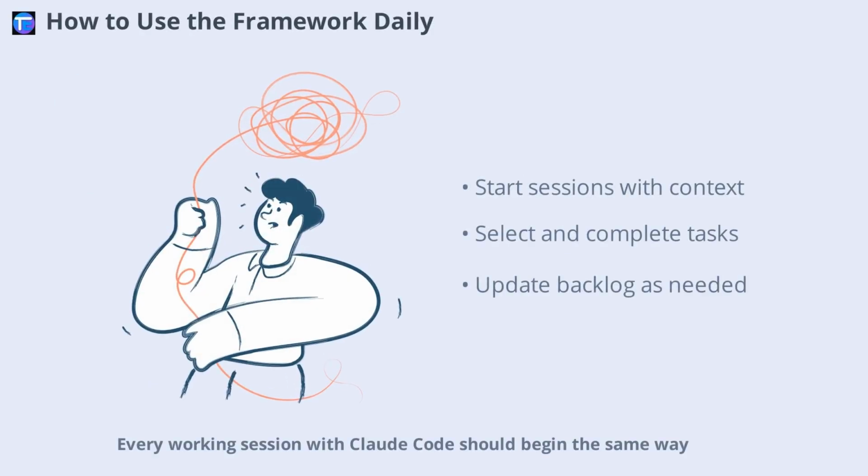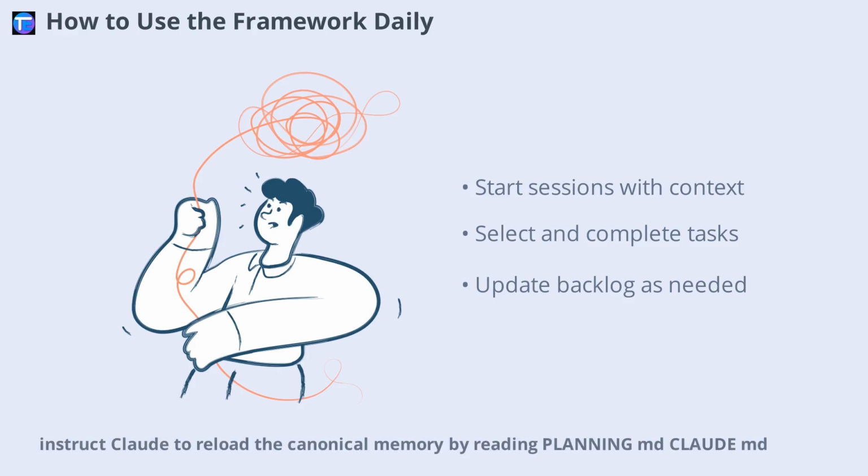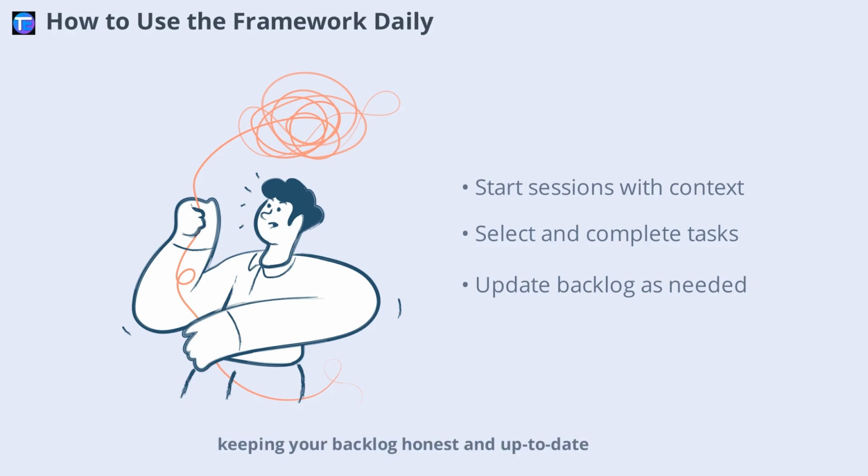Every working session with Claude Code should begin the same way. Instruct Claude to reload the canonical memory by reading PLANNING.md, CLAUDE.md, and TASKS.md. This ensures Claude always starts with the latest context, reducing errors and confusion. Claude then selects the top uncompleted task, proposes changes, implements upon approval, and marks completion. If it finds missing prerequisites, it proposes and appends them to TASKS.md, keeping your backlog honest and up to date.